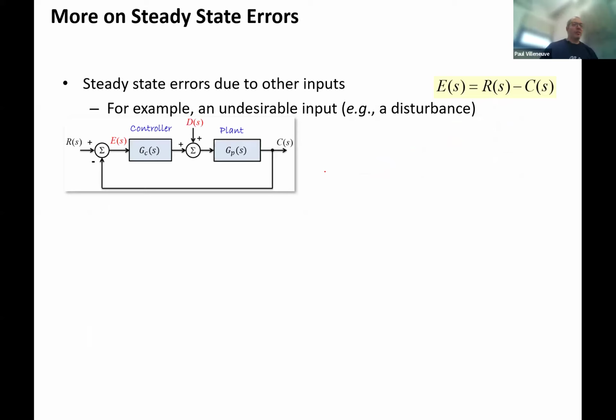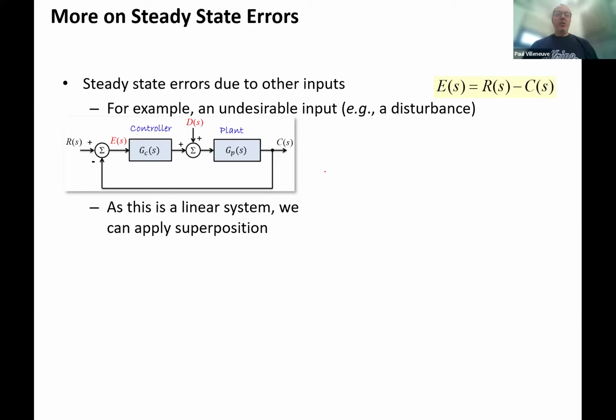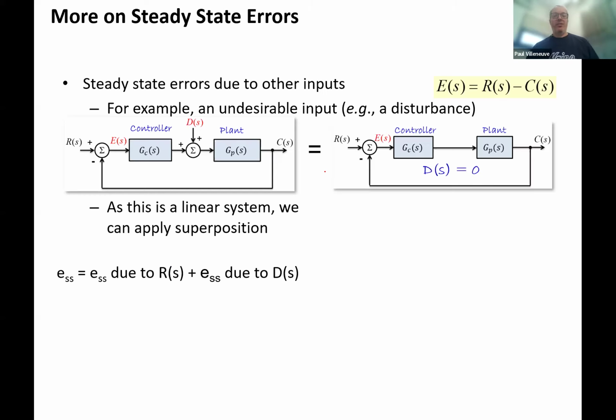Last error we'll look at is if you have a disturbance. So a disturbance is something in the process is changing for one reason or another. Maybe you've got a bad valve and it's not responding. And so instead of treating that as a completely new block diagram, you have a disturbance. So we add the disturbance in, which means we can use the concept of superposition because it's a linear system. Our total steady state error is steady state error due to the input plus steady state error due to the disturbance.